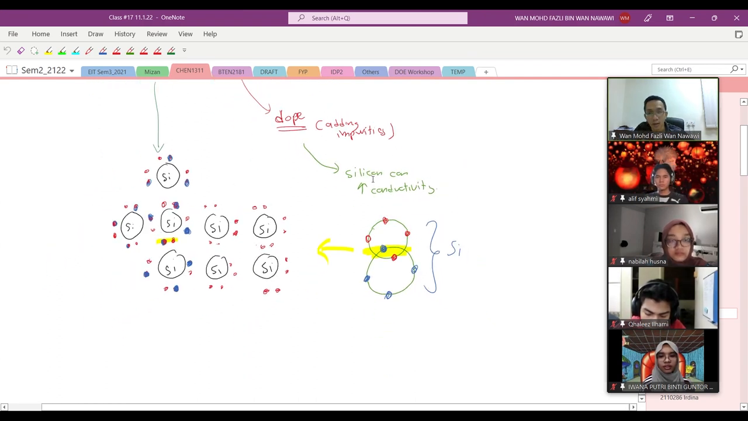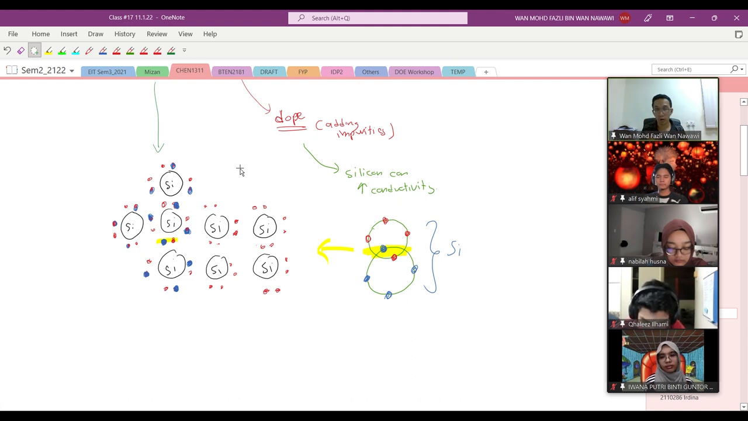Anyway. Okay, so you can see here, this silicon, I want to put it there. So now, all silicon, pure silicon, is like this. There are no extra electrons.